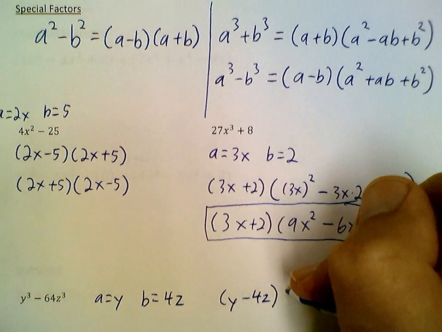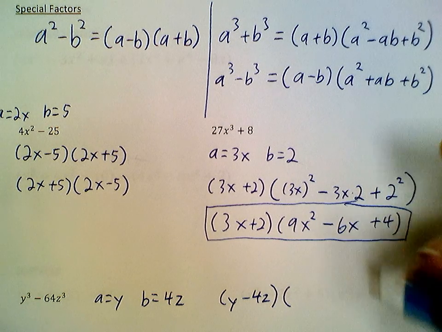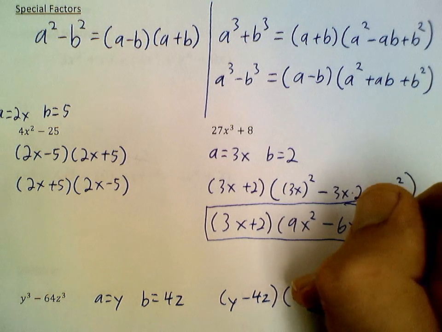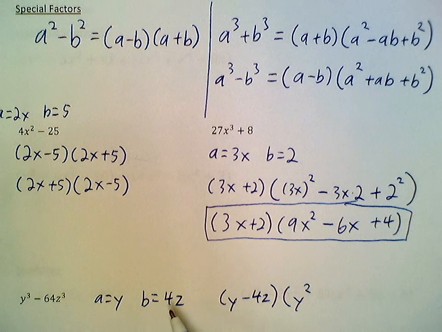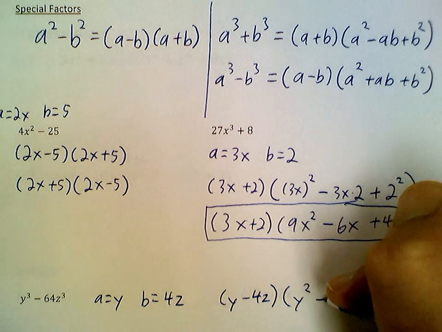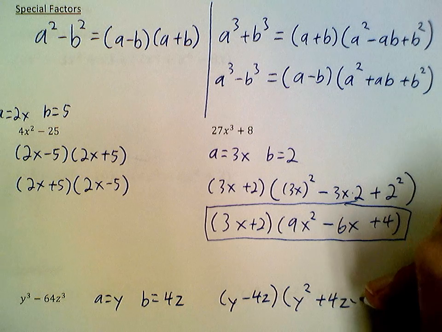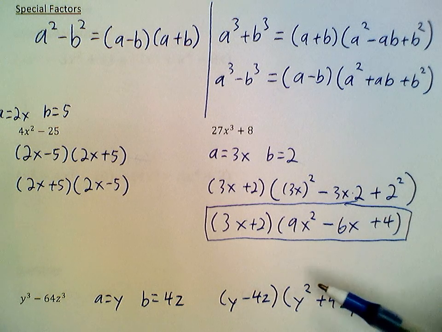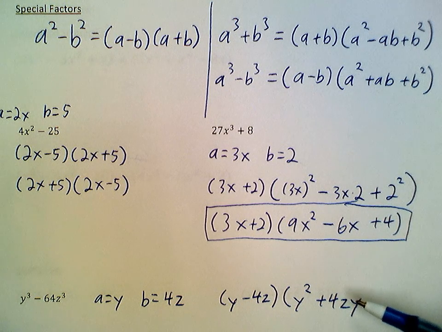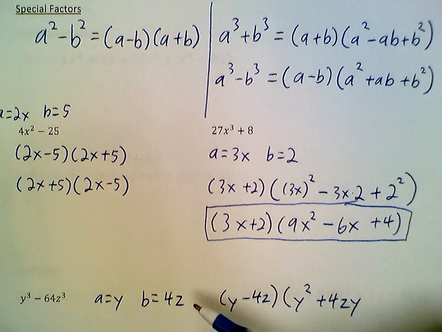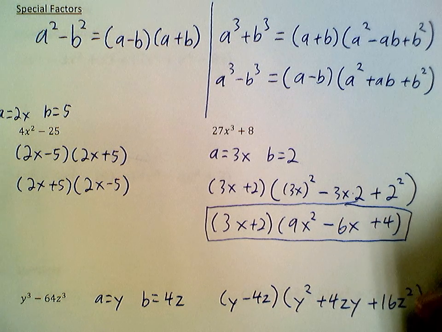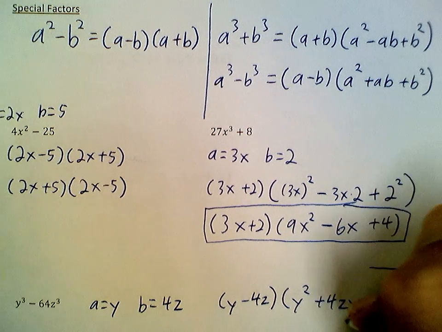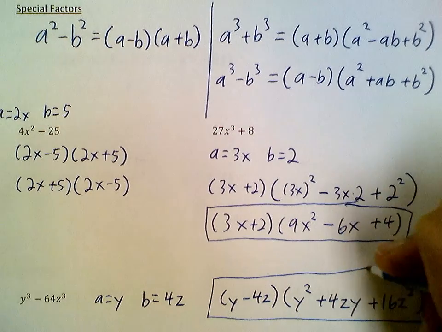Okay, then I have a squared, so I've got y squared in this case, plus a times b, so plus y times 4z, which will just be 4zy, since I can't really multiply anything together because it's not the same variable. And then finally plus b squared, so plus 4z squared, which I'll simplify right away. 4 times 4 is 16, so it'll be 16z squared. And that is a difference of cubes.